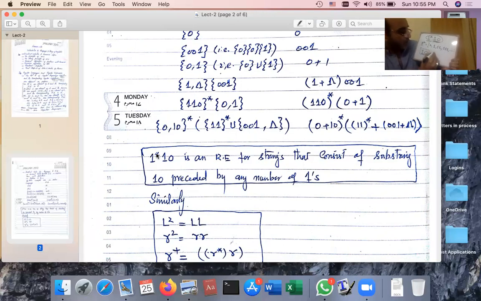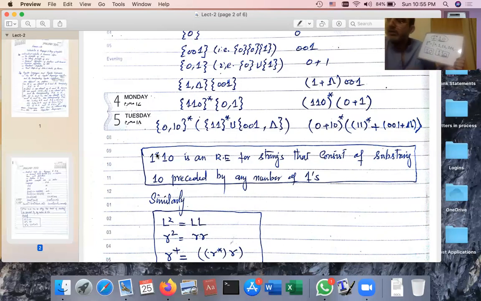Similarly, 1 from here, after repeating it once, and then 1 0 from this part, because this is the compulsory part of every string. Here compulsory part 10, here compulsory part, and this one is coming from here. So this is again a valid string of this regular expression.